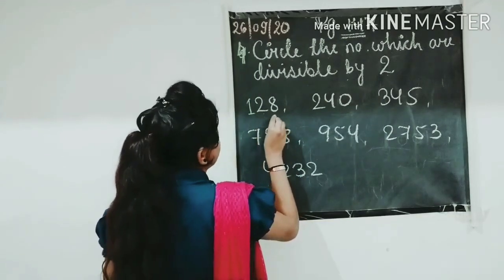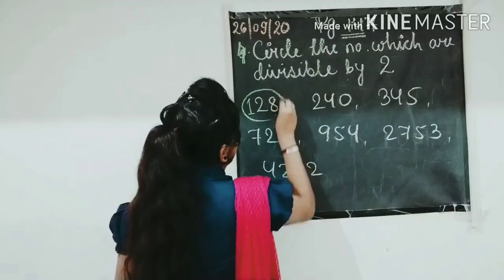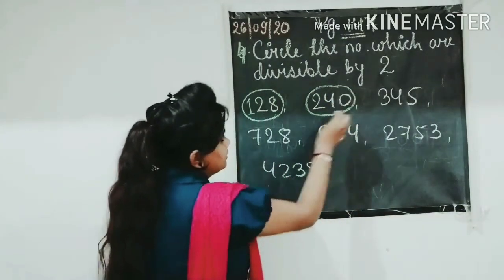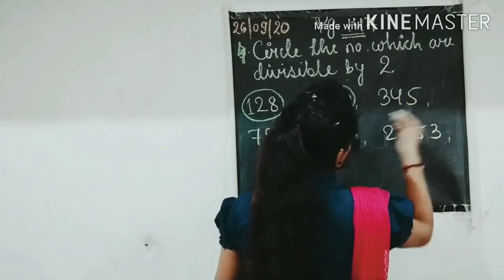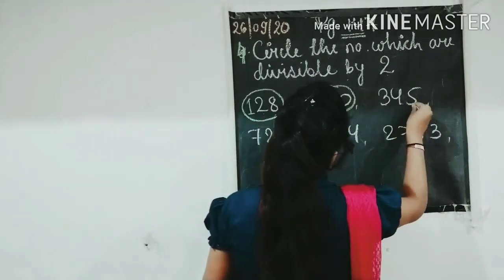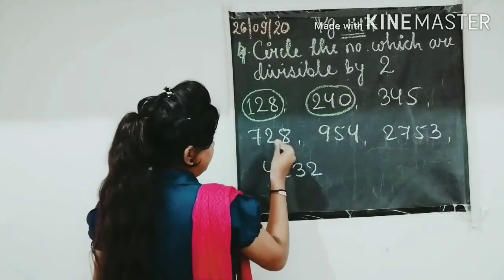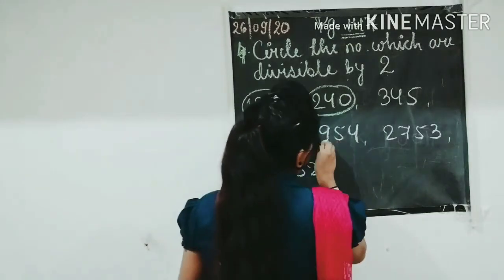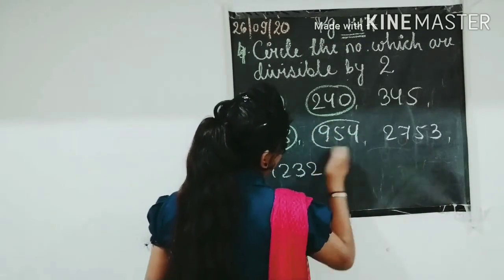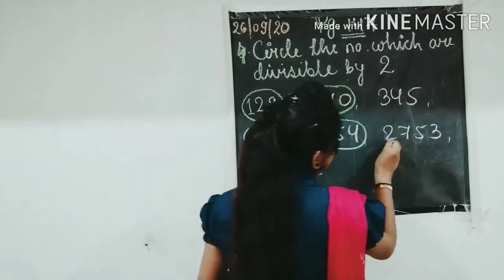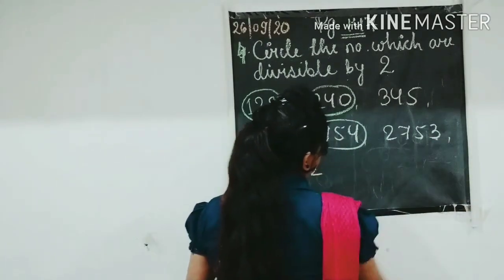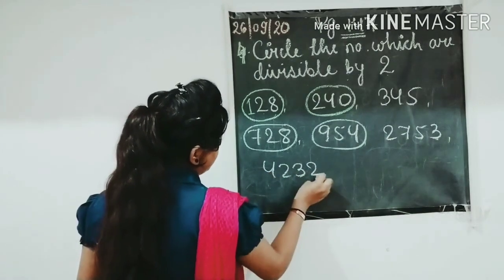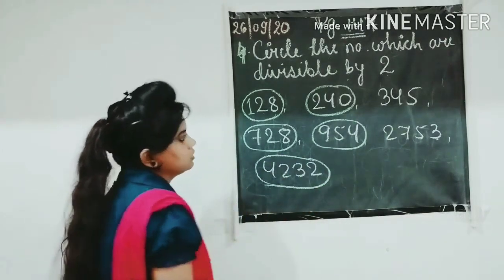128. 8 is an even number. So circle the number. 240. It ends with 0. 345. 5 is not an even number. 728. 8 is an even number. So circle. 954. 4 is an even number. Circle. 2753. 3 is not an even number. So we will not circle. 4232. 2 is an even number. So circle the number.